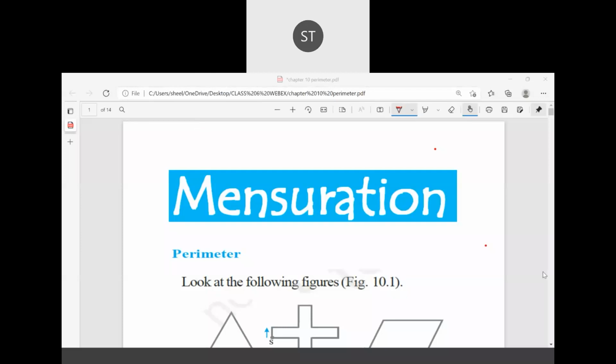Good morning, children. Today we are going to start new chapter 10, mensuration. In this, we are going to learn about the perimeter and area only. Already, the words are very familiar to you. We have to give some explanation and we can do the problems. The first point we have to learn today is perimeter only.